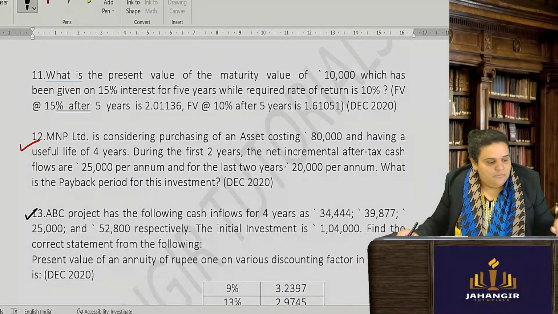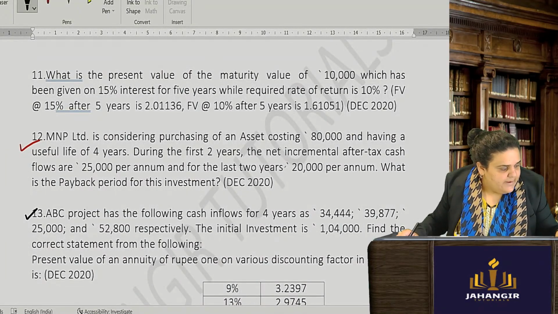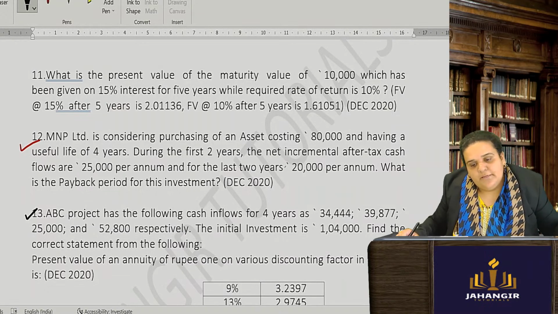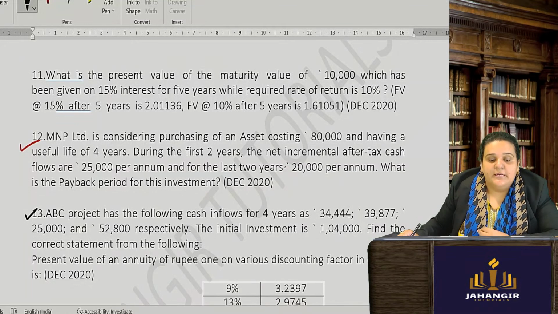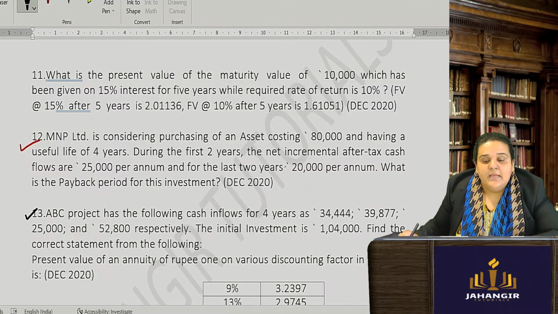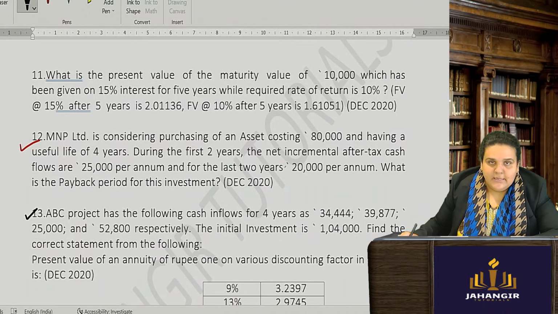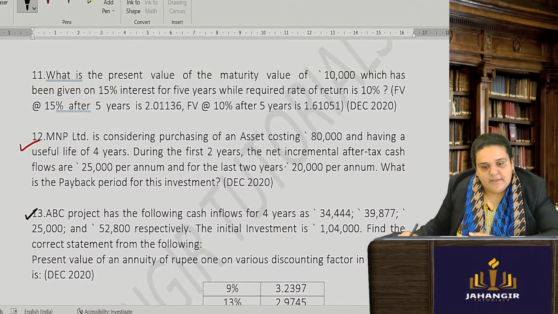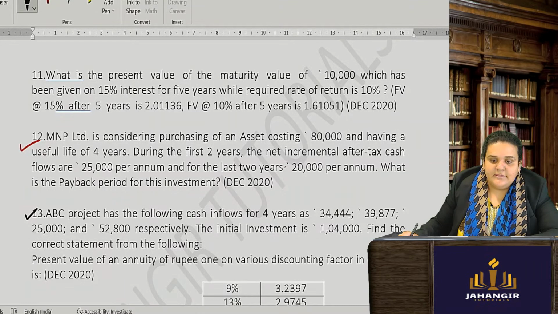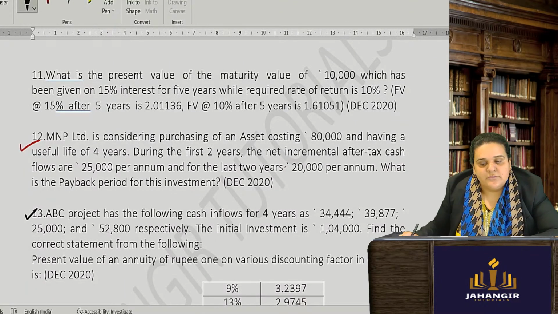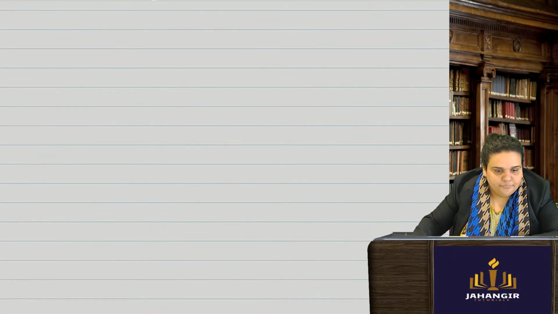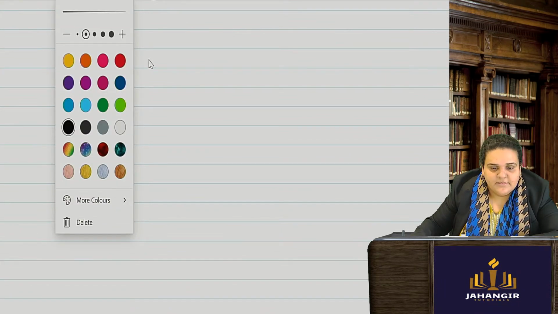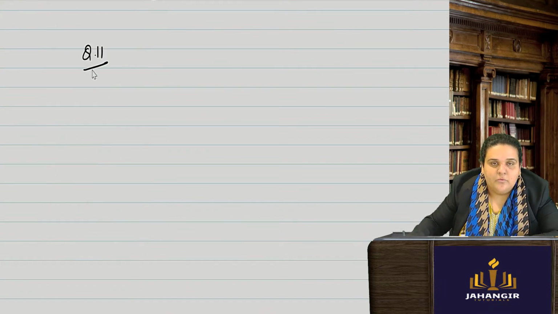Again, same thing. Question number 11. What is the present value of the maturity value of a sum of rupees 10,000 which is being given on an interest at 15% for 5 years and the required rate of return is 10%. Now the PV factor of 15% they have already given me, and the PV factor for 10% after 5 years is also given to me. So I don't need to do anything on the calculator for that. Okay, but again a simple sum.